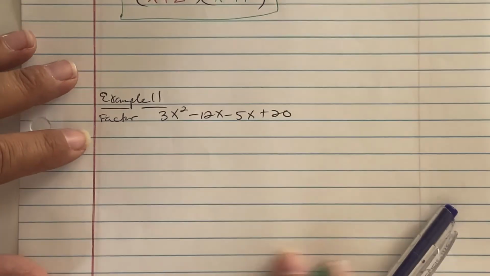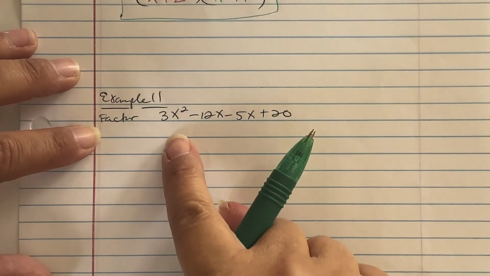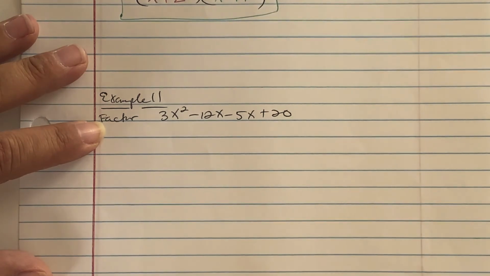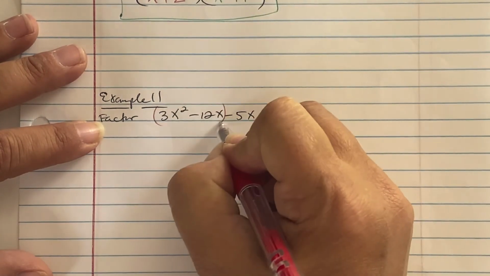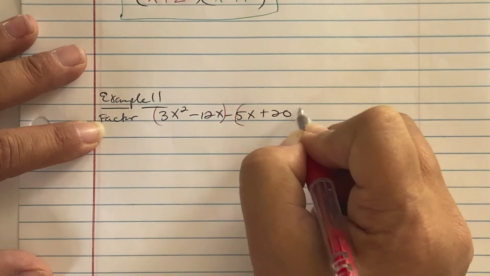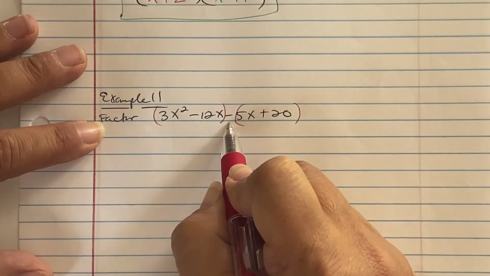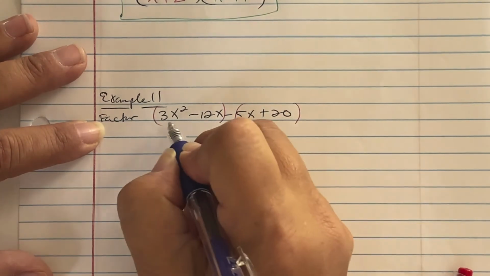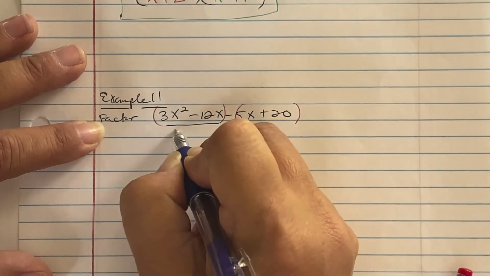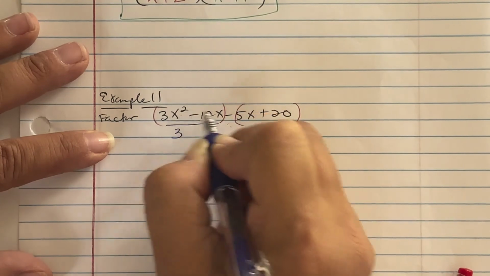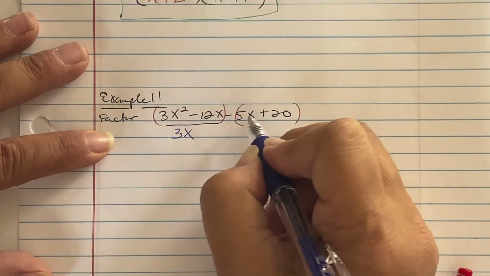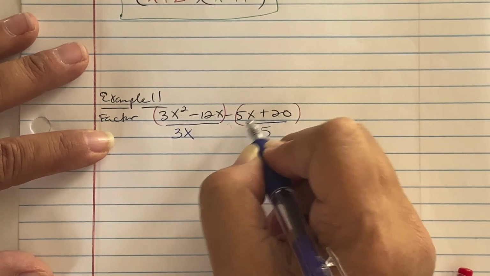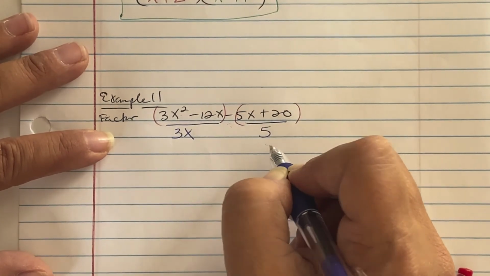When we look at example 11, it says factor 3x squared minus 12x minus 5x plus 20. Again, you are going to put parentheses in the first 2 and the second 2, leave the sign in the middle empty. Do not enclose that sign. You're going to look for a GCF. In the first one, 3 and 12 are both divisible by 3, and 12x is 1x, so I can take out an x. In the second one, 5 and 20 are both factors of 5, but this one does not have an x, so I can only do a 5.